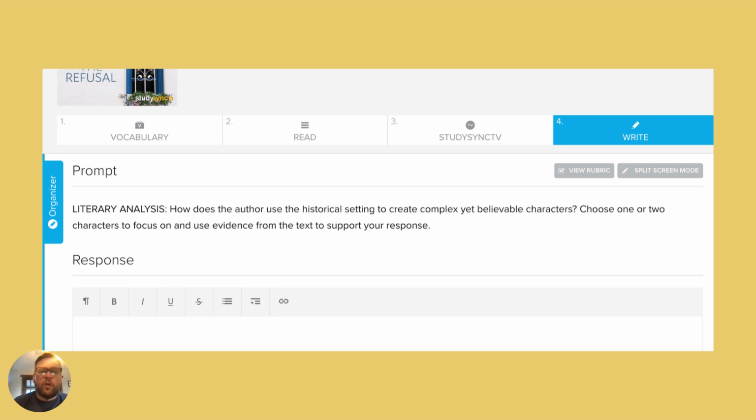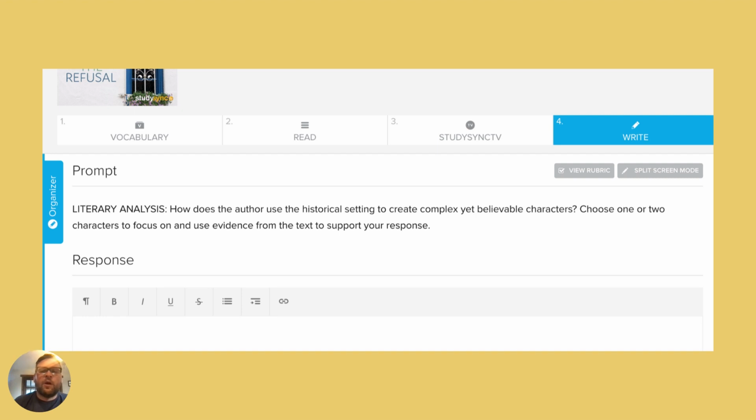The next part of the prompt says choose one or two characters to focus on. Well, you're in luck here because this story has a really small cast list. The villagers and the government officials are pretty static characters, not a lot of insight into them. So that kind of rules them out. Think about the narrator of the story and whether there are any other characters who seem to have some complex traits.